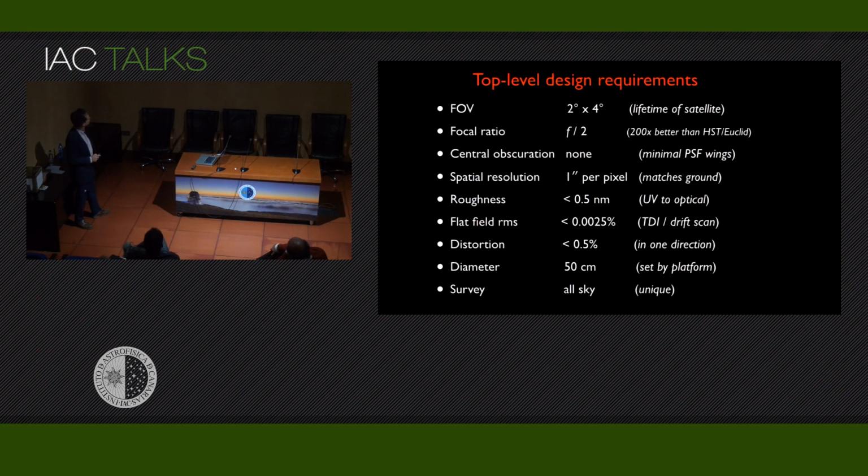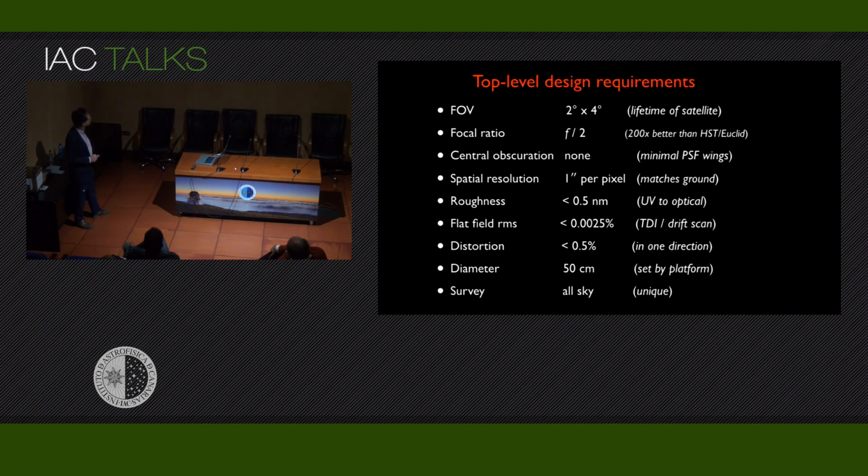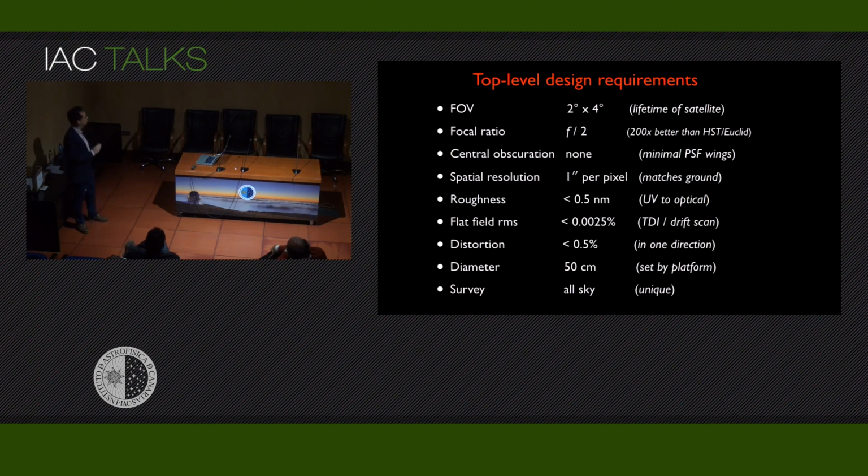We need something like 1 arcsecond per pixel to match what we get from the ground, and because we want to go to the UV for Lyman-alpha, we have some requirements for the roughness of the mirrors. But the key thing is the flat fielding. Now, you can do all sorts of strategies for that, but the best one is to do drift scanning, in the sense that you're reading the columns of the CCD at the same time as your field of view is moving. And in this way, you're just improving the flat field accuracy by the square root of the number of pixels, and essentially you reach these sort of levels that you require.